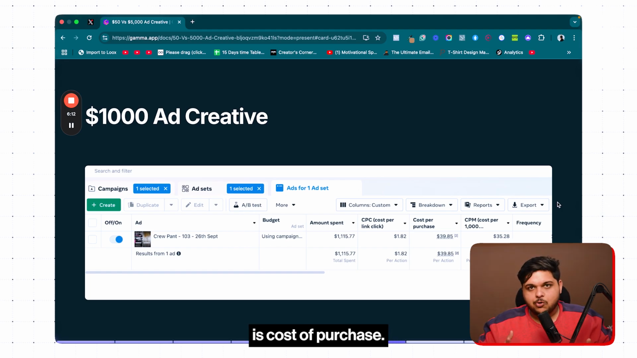What you can control is cost per purchase and ROAS, so it's better to focus on that. My next video will be about what metrics you need to track in Facebook ads, which are in your control.